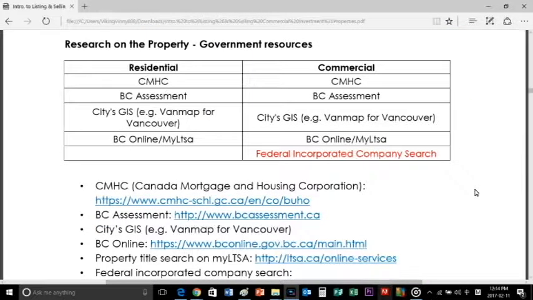Research on the property, government resources. Residential has CMHC, commercial the same. Residential has BC Assessment, or they call it eValue, right? Commercial the same, and residential has cities' GIS. VanMap for Vancouver. In Surrey here, it's COSMOS. Commercial has the same. Residential has BC Online, My LTSA, and commercial has BC Online, My LTSA. But commercial has something residential doesn't have. It is the Federal Incorporated Company Search.